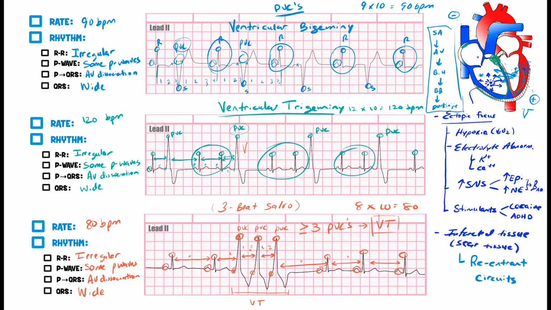Okay? So again, what I want you guys to be able to recognize is how to find PVCs, how to find PACs on the EKG, and how to determine if those PVCs and PACs have a particular pattern. In other words, is it bigeminy or is it trigeminy? And most importantly, do I see 3 or more PVCs in a row? If I do, this is now considered VTAC, and that could be a medical emergency.